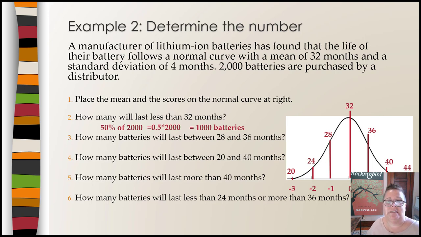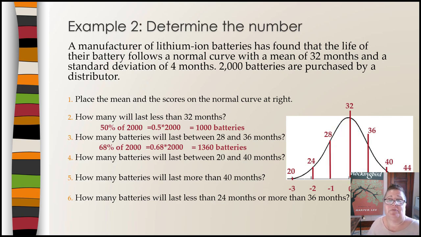How many batteries would last between 28 and 36 months? Well, using blue this time, I'm going to start at 28 and highlight over to 36. Looking at what I've highlighted, I see this is from 1 standard deviation below to 1 standard deviation above. I know, referencing my empirical rule, that that needs to be 68% of the data, or 68% of my 2,000 batteries, which is 0.68 times 2,000, or 1,360 batteries.